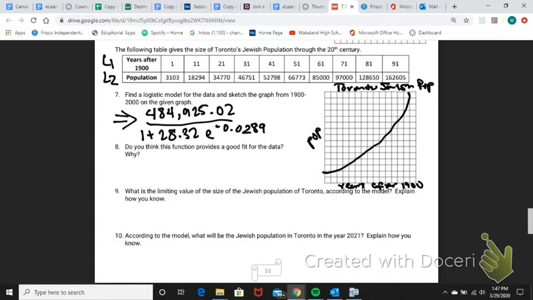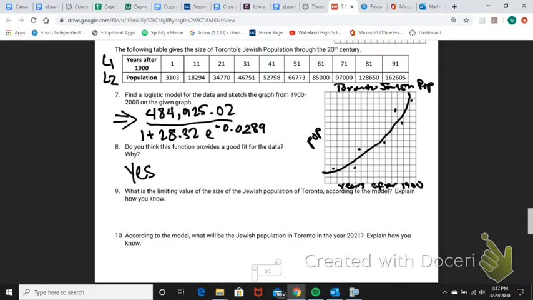Number 8 is just asking, do you think that this function provides a good fit for the data? I would say yes. So if you look back at your graph that we had, all of our dots or little squares, whatever they had, were right here by the line. So because of that, we can say that this is a good fit for the data. It's pretty close to the line that we had. If it was more scattered out, then it wouldn't be, but in this case it is.